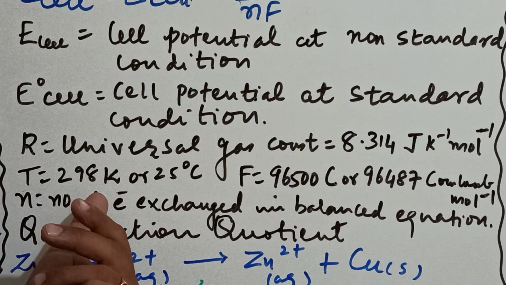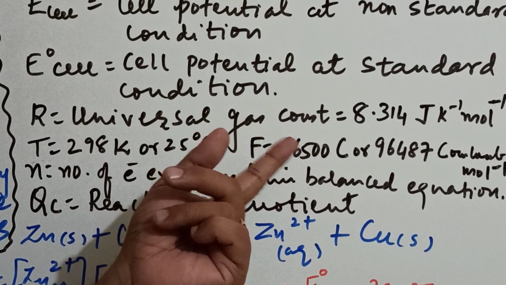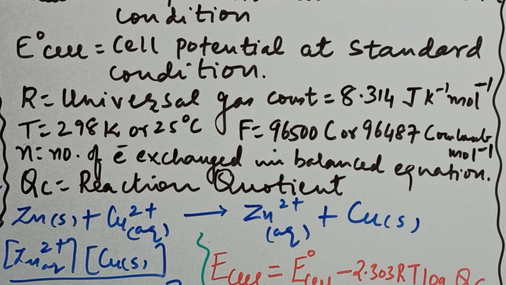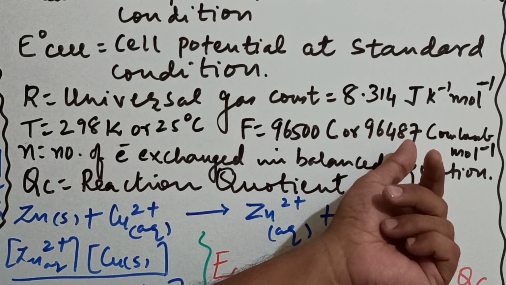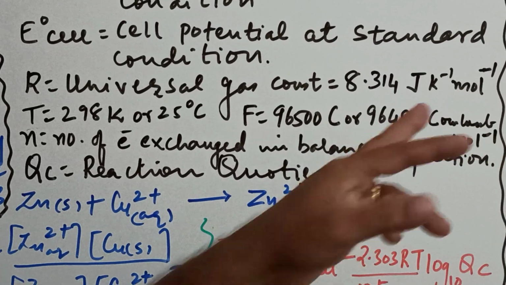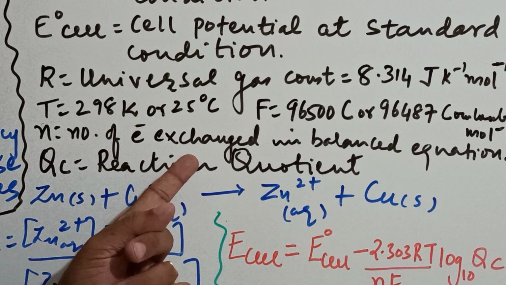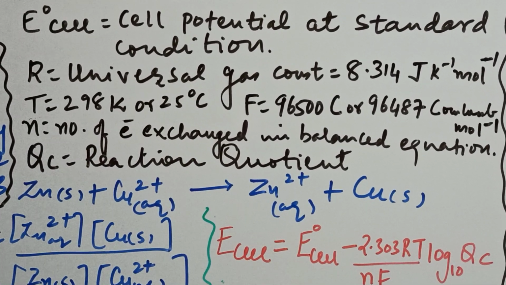Temperature is 298 Kelvin or 25 degrees Celsius. F is Faraday's constant, that is 96,500 Coulomb. For calculation, we normally use 96,500. The exact value is 96,487 Coulomb per mole. This is the unit. What is N? N is the number of electrons exchanged in the balanced equation. Which one? We will see to it.